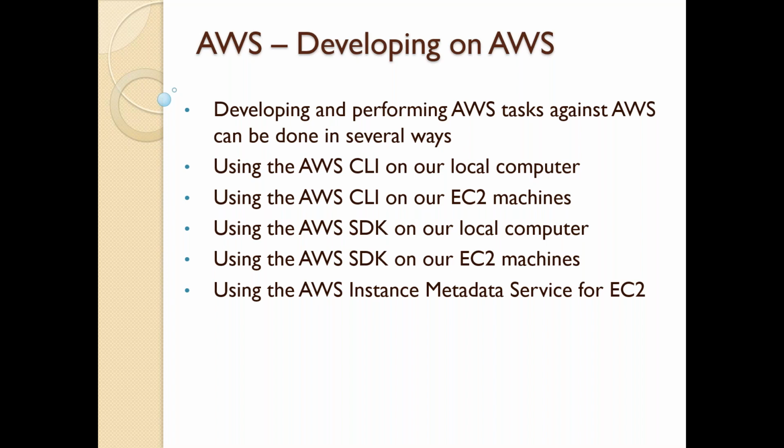As we talked about, developing and performing tasks against AWS can be done in several ways. You can set up your CLI, or command line interface, on your local computer, desktop or laptop, or you can set it up on an EC2 machine also. Similarly, you can set up an SDK for your local computer, or again SDK for your EC2 machines. We will also be using the AWS instance metadata service to get the details or metadata about that EC2 instance, like what is the IP address and what are its different attributes. We will see how to get that.